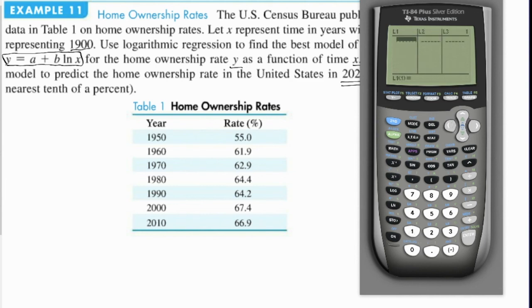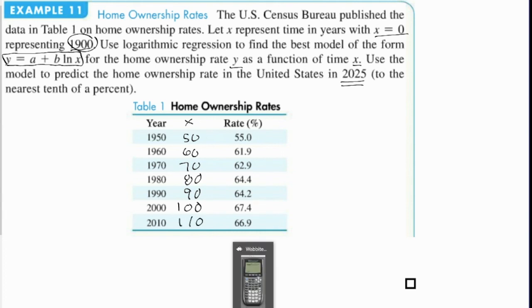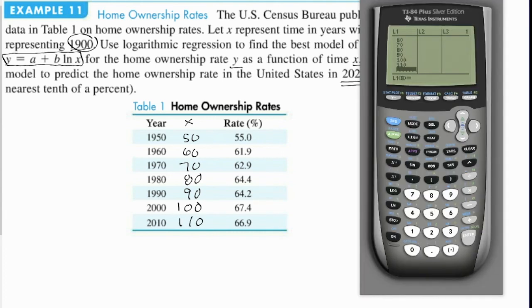I'm going to move back to L1 because that's my x values. Up above it said 1900 is x equal to 0. So that means that 1950 will have an x of 50, 60, 70. So these are the x values we're going to plug into the calculator. 100, 110. Hit the right arrow. We can put in our y values.